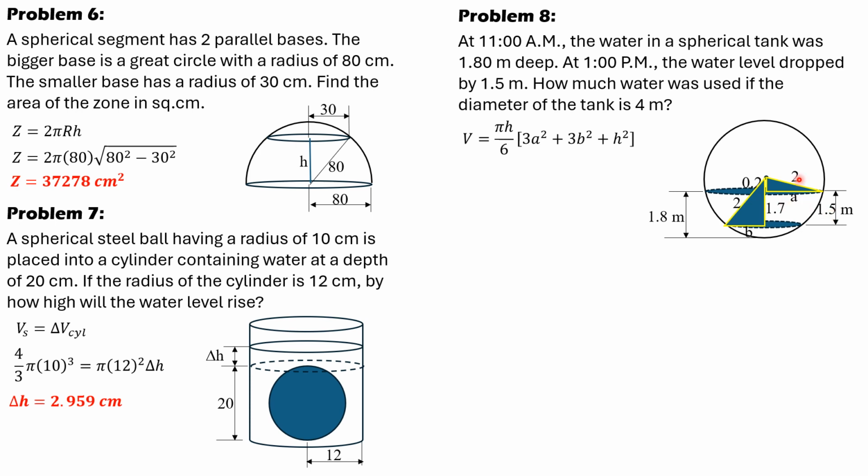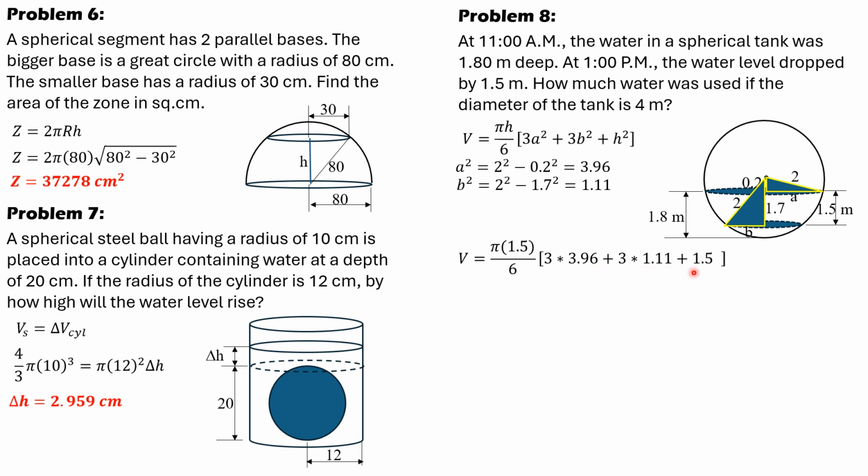a squared is 2 squared minus 0.2 squared, and that is equal to 3.96 square meters. b squared, on the other hand, is 2 squared minus 1.7 squared. And b squared is 1.11 square meters. Substitute into this formula, volume used is V equals pi times 1.5 over 6, quantity 3 times 3.96 plus 3 times 1.11 plus 1.5 squared. So using your calculator, the volume used is 13.71 cubic meters.